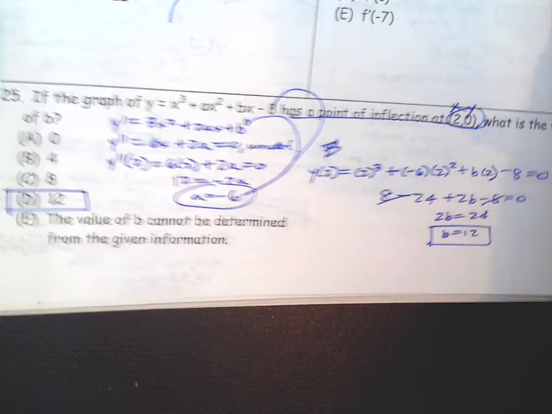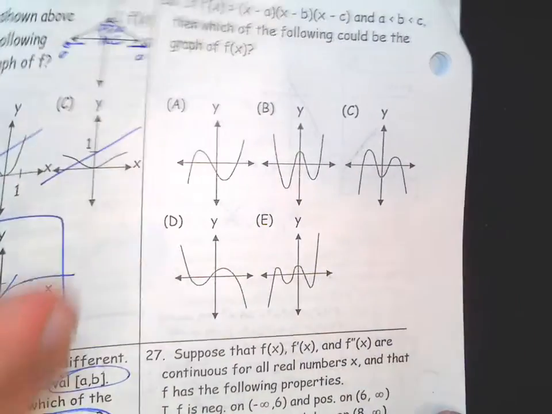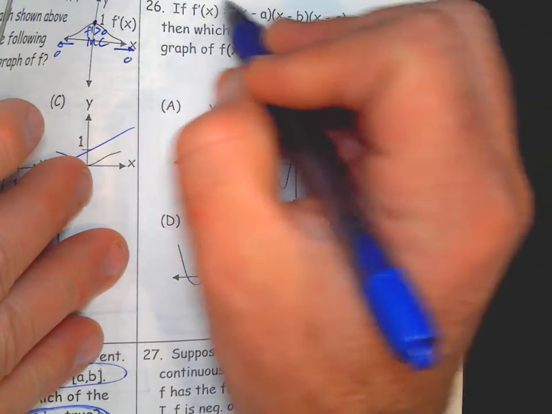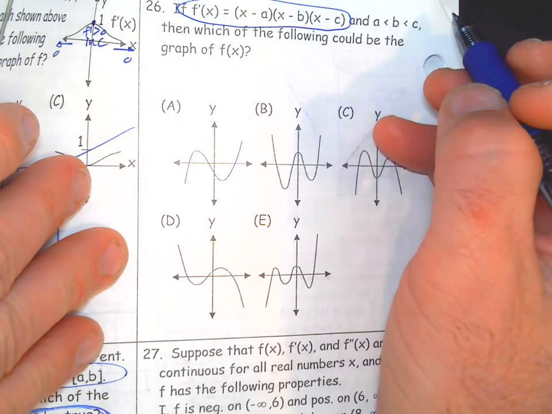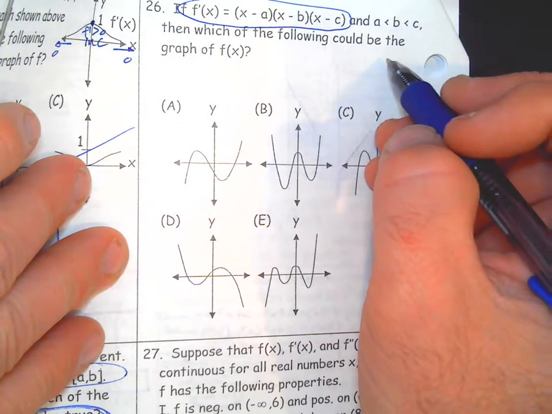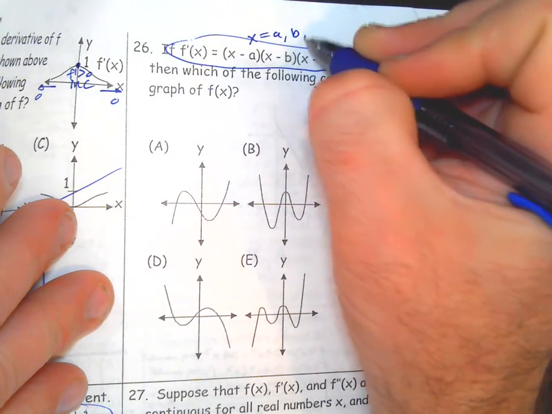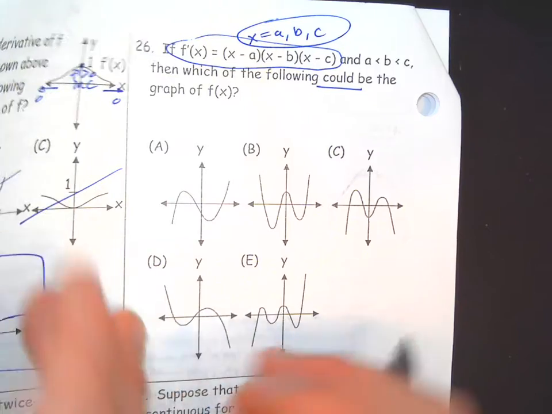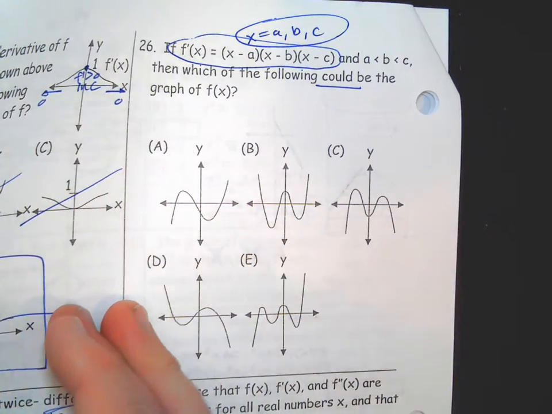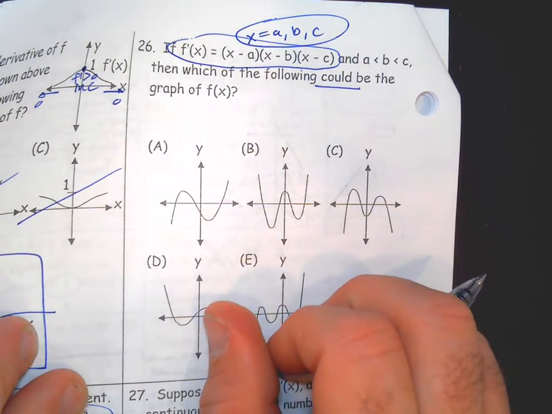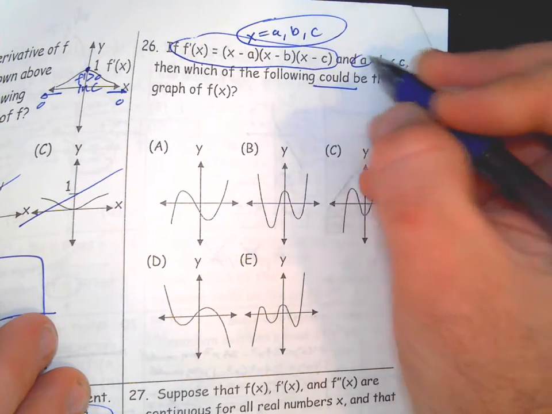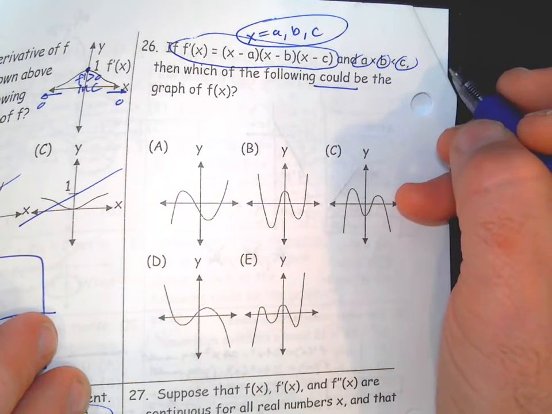Okay. Number 26, if this is f prime equals that, which of the following could be the graph? Well, it means that we should have critical points at A, B, and C. Peaks, valleys, or plateaus at A, B, or C. A is left, B is in the middle, C is right. So we should definitely have that.